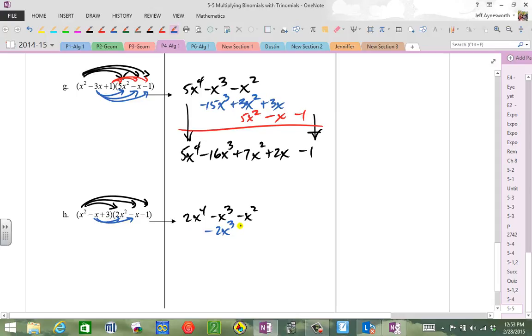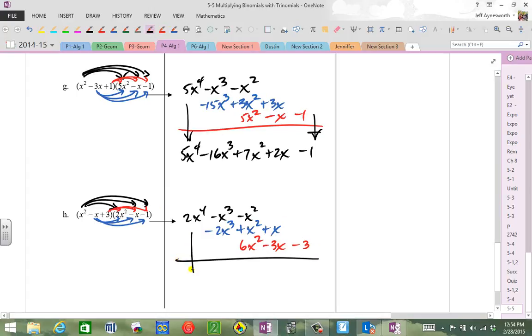Negative x times negative x is positive x squared. Right here we got negative x times negative 1 is a positive 1x. Changing colors, distributing through the 3, triples everything, so 6x squared here. Minus 3x, and then minus 3, because 3 times negative 1 is negative 3.